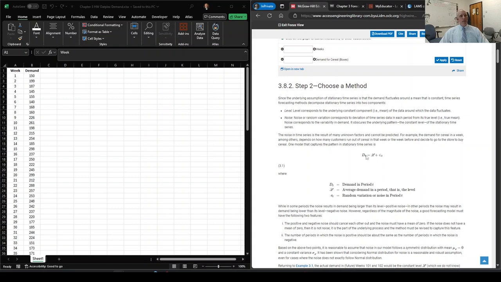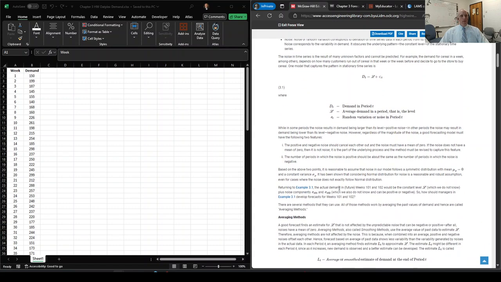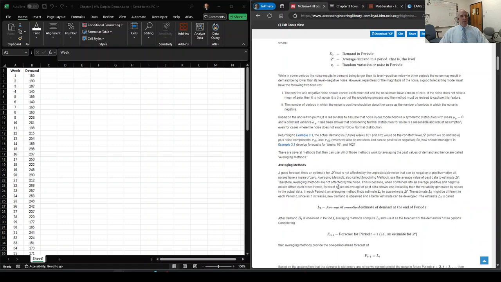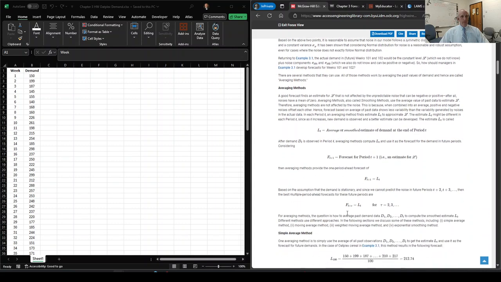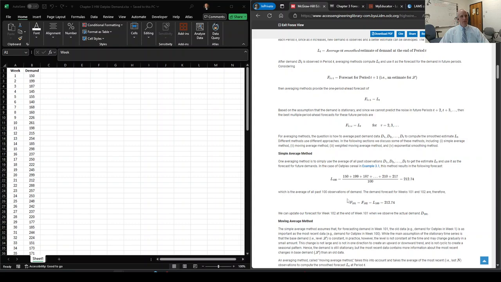This step talks about demand as a combination of a level demand, cursive L, plus some kind of random variation or noise. Based on these ideas, there's a couple different ways that we could average or model the demand. One way is simply taking a simple average method.